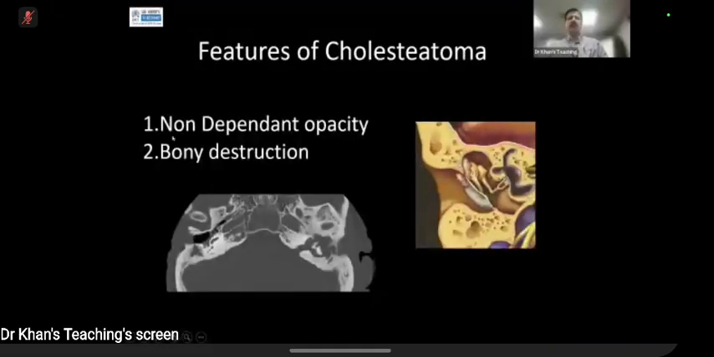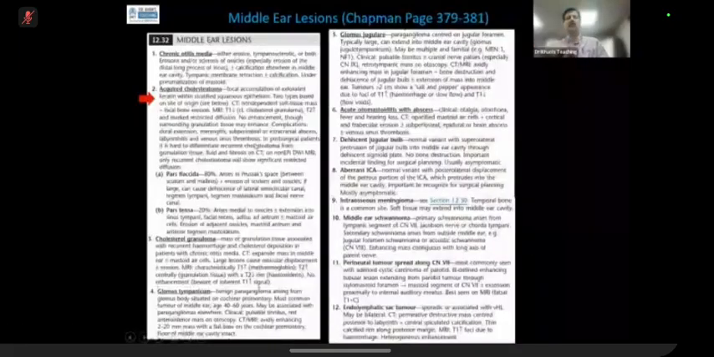Key findings on a CT scan are two. One is that non-dependent opacity with bony destruction. Where and how the bony destruction will be, we will see. But how good are we on a CT scan to diagnose cholesteatoma? Our sensitivity and specificity is not very good, which is obvious. But these are the two key points which we remember.